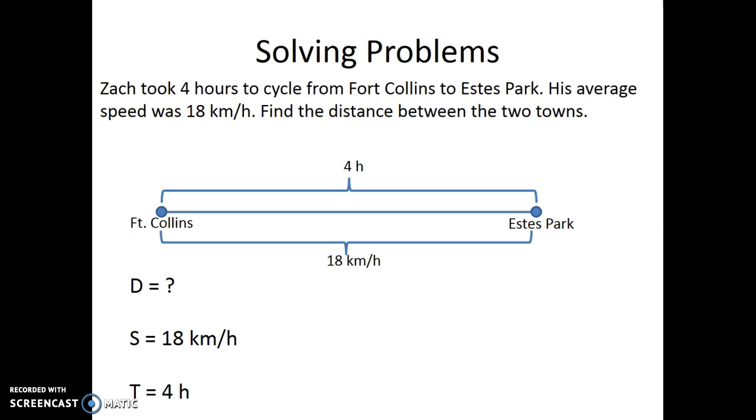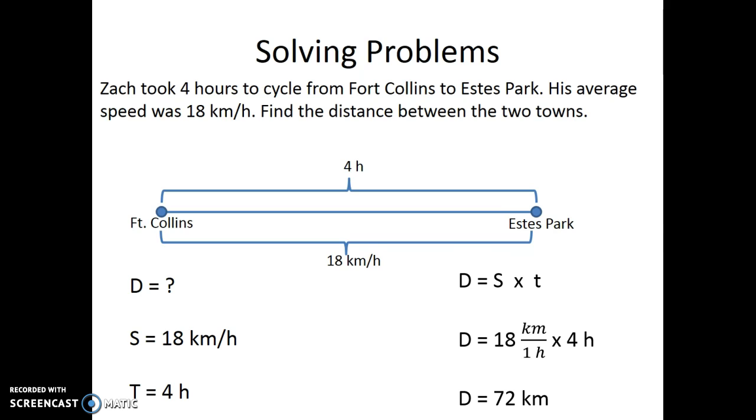Okay, Zach took 4 hours to cycle from Fort Collins to Estes Park. His average speed was 18 kilometers per hour. Find the distance between the two towns. That's part A. So let's do that first. So we'll set up our distance formula, speed times time. And we'll plug in our numbers, 18 kilometers per hour times 4 hours. We'll multiply that out, and we will get 72 kilometers.